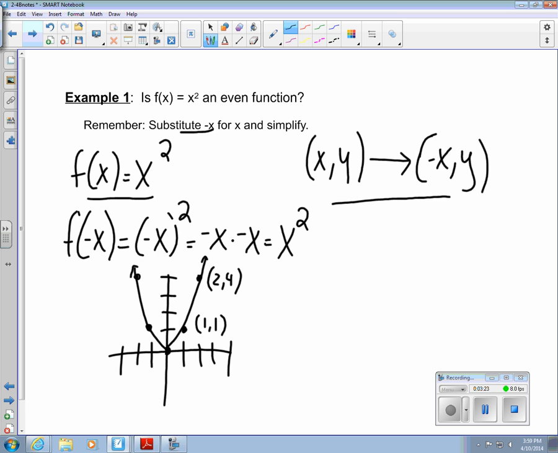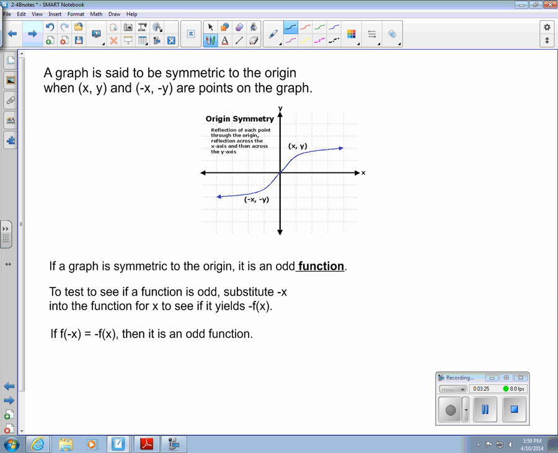Moving on to what an odd function is, a graph is said to be symmetric to the origin when we have our point (x, y) and we also have a point (negative x, negative y), and these are both points on the graph. If a graph is symmetric to the origin, it is known as an odd function.